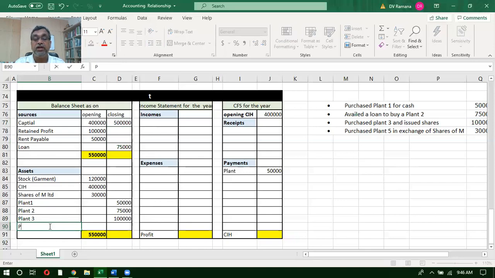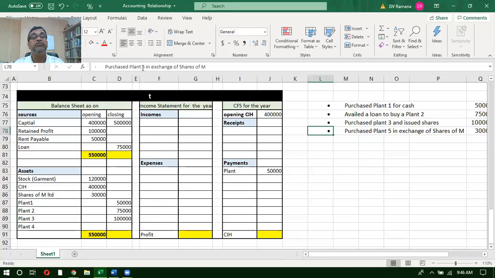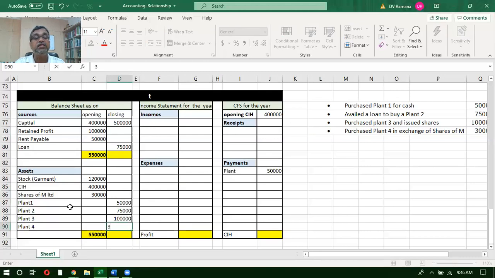And the last one is plant 4. Plant 4 was purchased by exchanging shares of M Limited. You see this? There were shares of 30,000. So you purchased 30,000 worth of another plant, but you did not pay money for that. You reduced or transferred the existing shares.